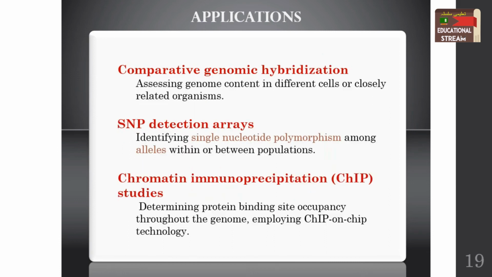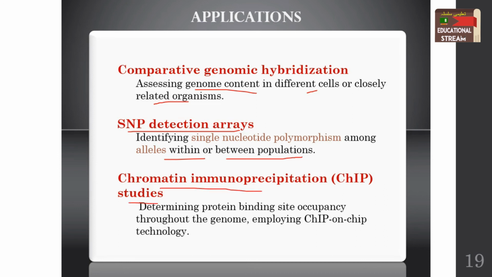It is also being employed for comparative genomic hybridization, where we want to assess or compare the genomic content in different cells or in different organisms which are closely related to one another. It is also used for single nucleotide polymorphism detection among alleles within or between populations. Then it is also used in ChIP studies.